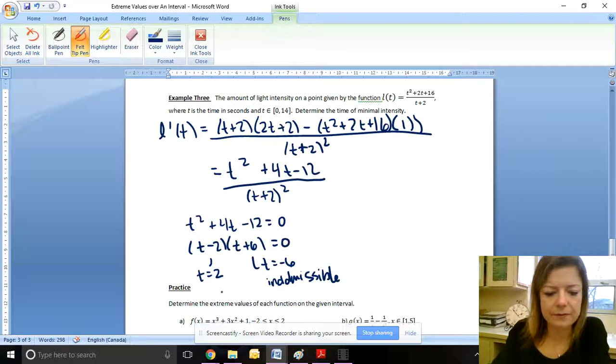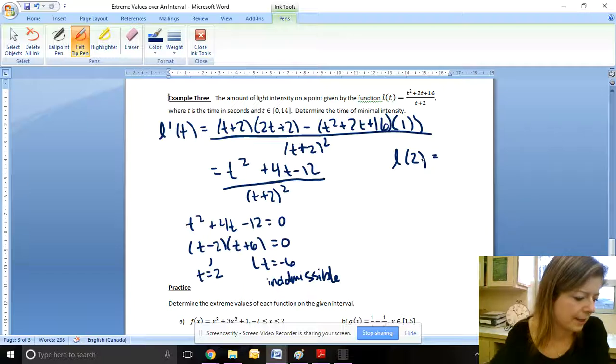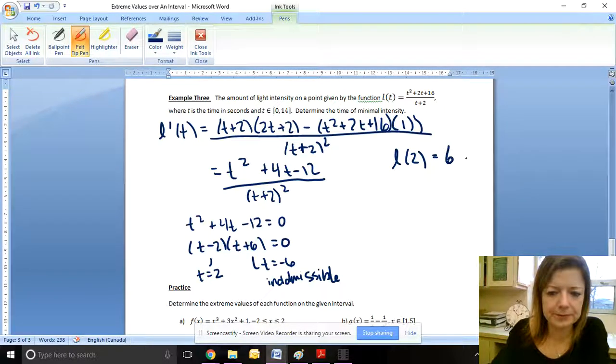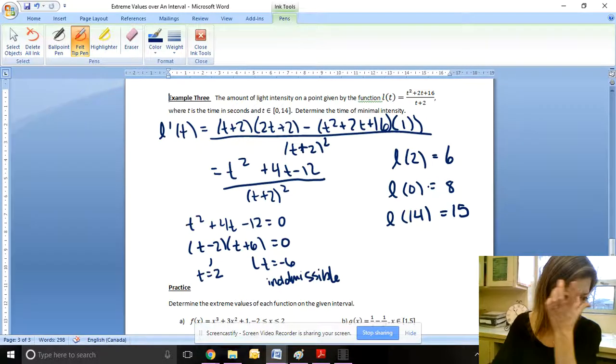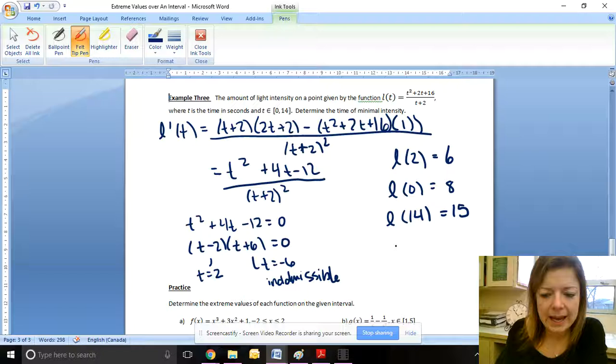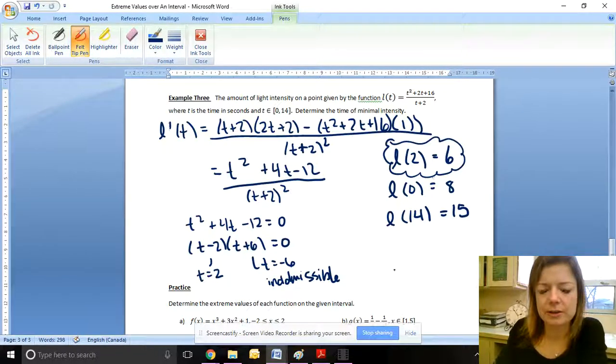Now let's find the light intensity at 2 seconds, and that is 6. That's the level of intensity. It doesn't say the units. Then we check it at 0 seconds, and there we get 8. And we check it at 14 seconds, which gives us 15. So the minimal intensity occurs at 2 seconds. You can write a nice little sentence there: the minimum intensity occurs at 2 seconds.